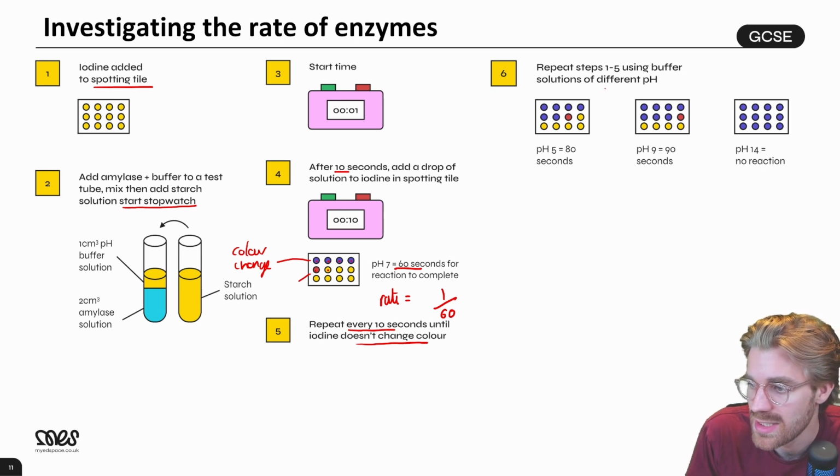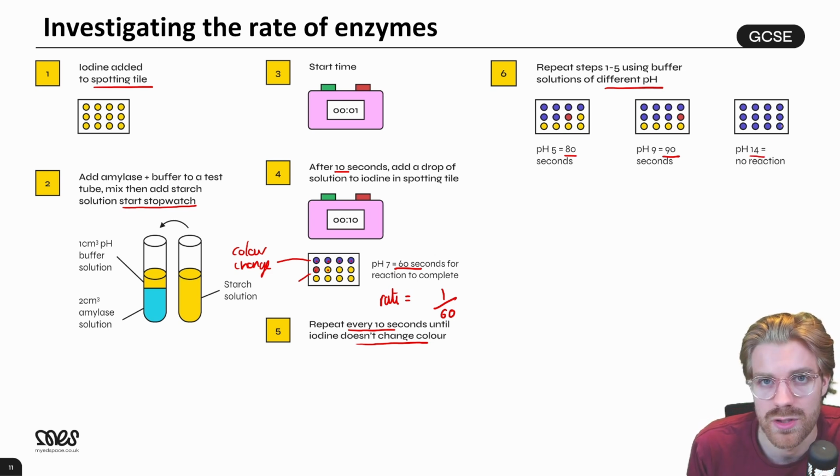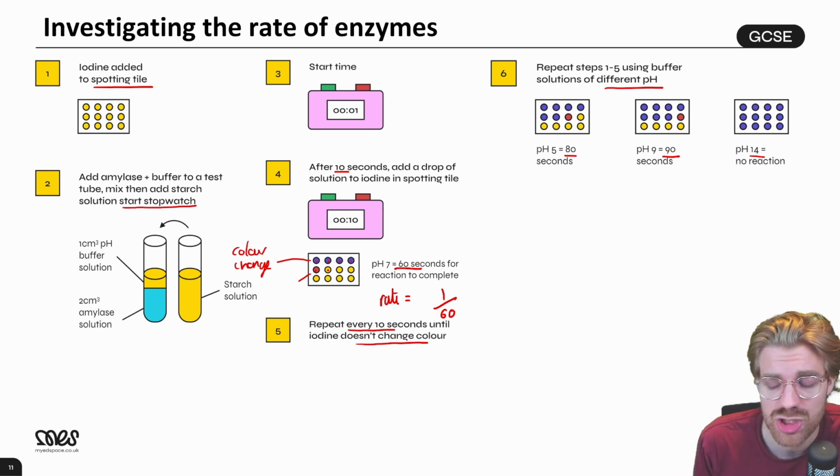We're then going to repeat this using different pHs. And we can see there at pH 5, it takes 80 seconds. At pH 9, it takes 90 seconds. At pH 14, we can see that every single one of them, there is a color change. And that might mean that the enzyme is not breaking down the starch. And why might the enzyme not be breaking down the starch? Well, at this extreme pH, perhaps the enzyme has denatured. And for that reason, there is no reaction.